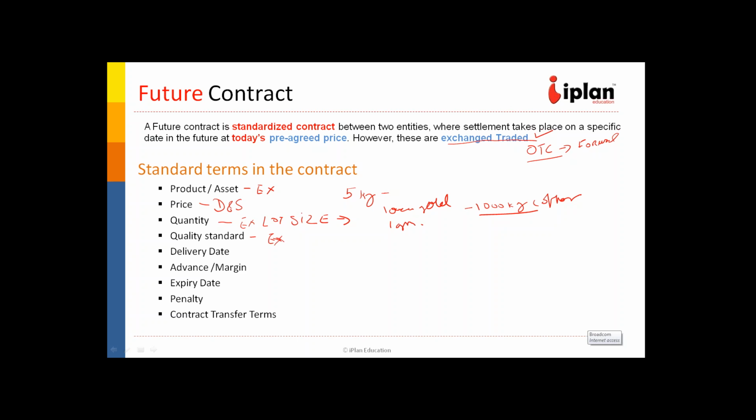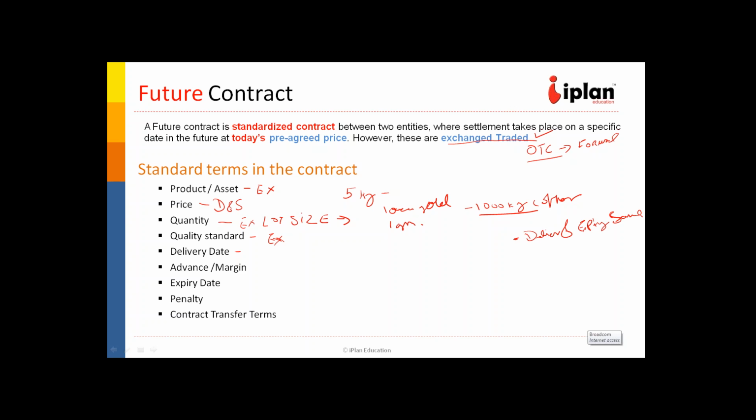Now delivery date, what should be the delivery date? Now in case of stocks, the delivery date is a little different than in case of commodity. Normally, if we talk about stock exchange, delivery and expiry are same in case of stock exchanges normally.